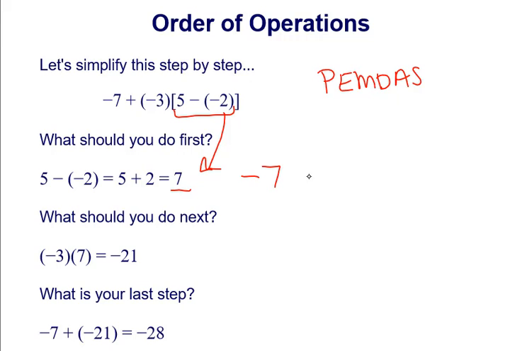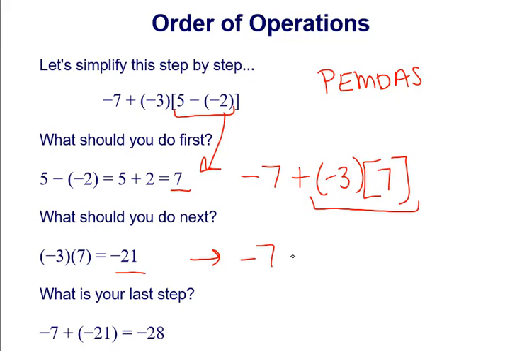So that gives us -7 plus -3 now times 7. What should we do next? Well, now there's no exponents or roots, so we're working on multiplication and division. We only have multiplication here. There's no division in the expression. So we're going to do the -3 times 7. That's where we get the -21. So that'll give us -7 plus -21.